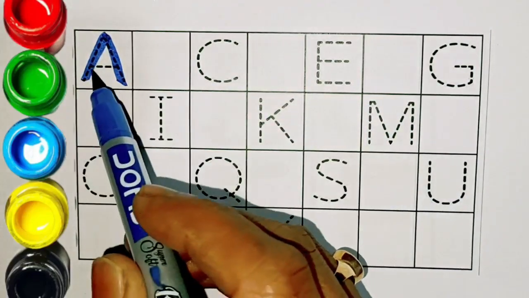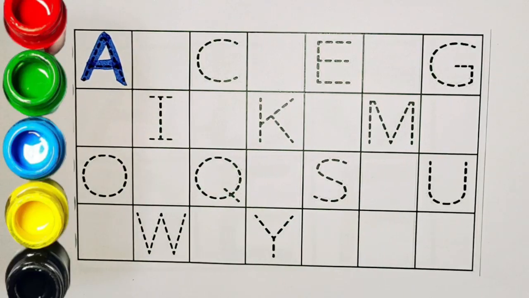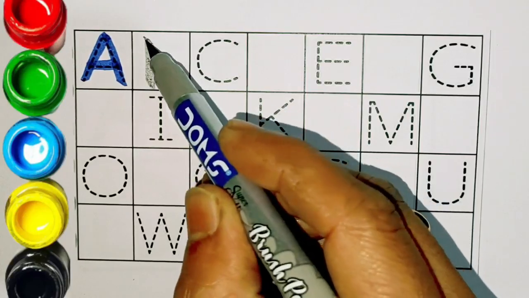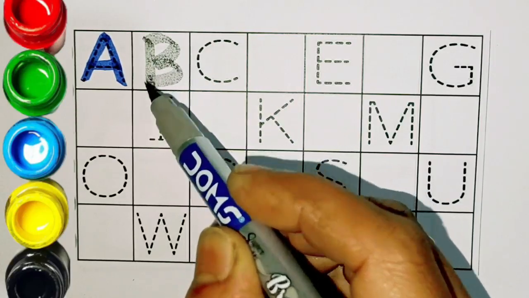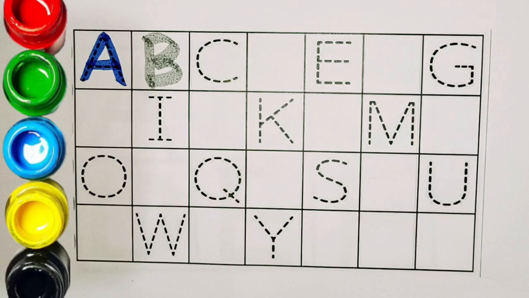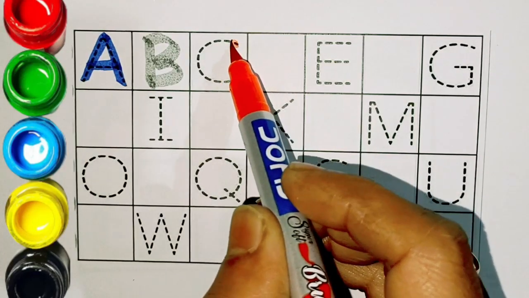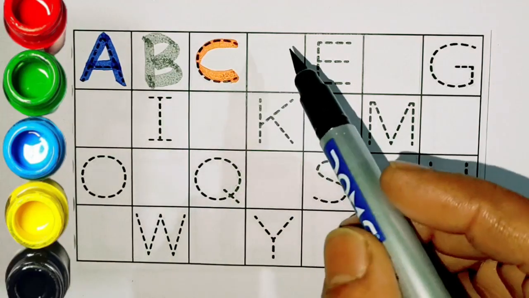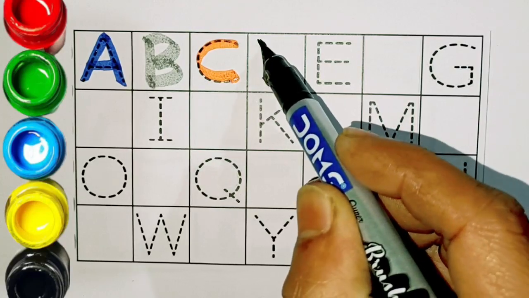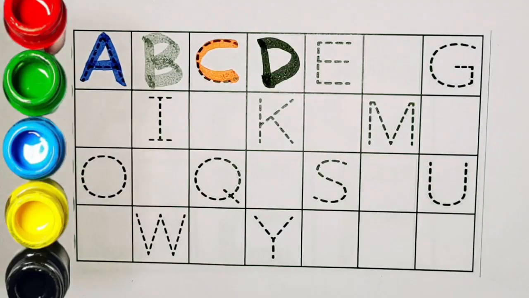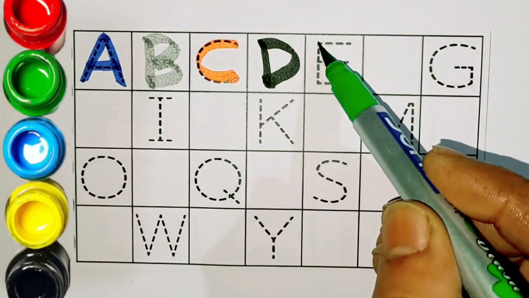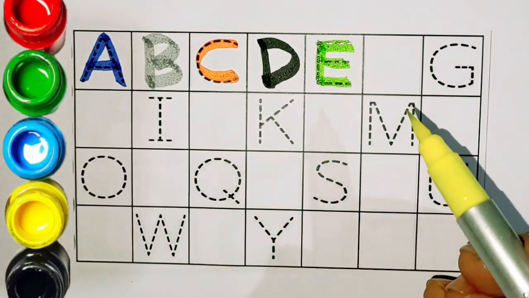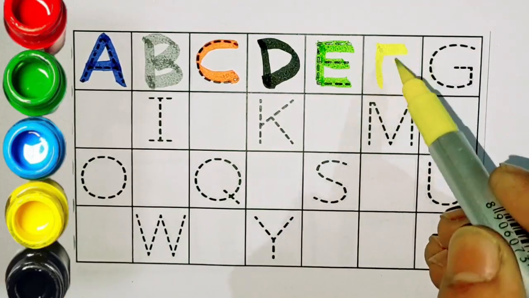A for apple. A for apple. Silver color. B for bus. B for bus. Red color. C for cat. C for cat. Black color. D for dog. D for dog. Green color. E for elephant. E for elephant. Yellow color.